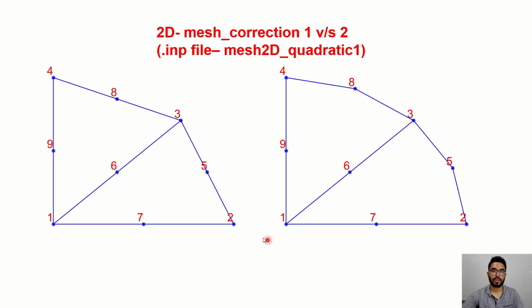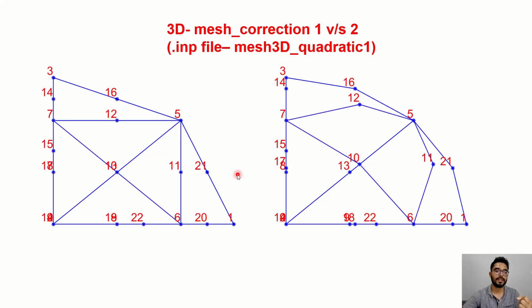So, a quick comparison between mesh correction types 1 and 2. For mesh correction type 1, we'll have all these straight edges. Node 8 is now the midpoint of 4 and 3. Similarly, 5 is the midpoint of 3 and 2. While earlier in the original input file, 8 was lying on the curved boundary, and similarly 5. In mesh correction type 2, we are preserving these boundary nodes, even though they are mid nodes, while we are updating all the mid nodes in the interior elements. So this is one advantage of using mesh correction type 2.